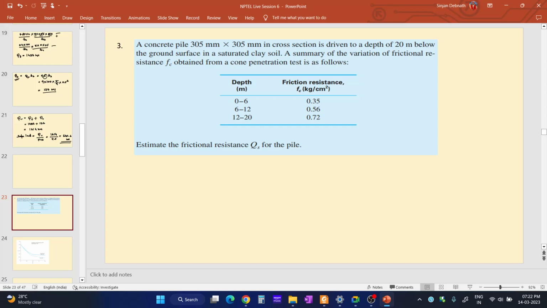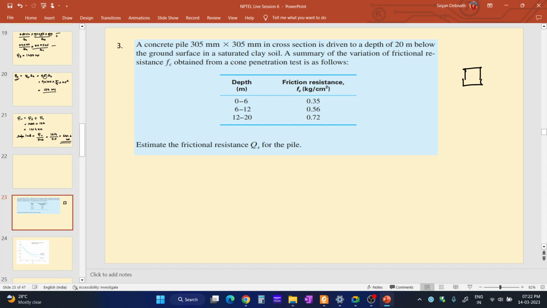So this one is the third question. What is the third question? A concrete pile is given. Here the pile is concrete and has a square cross section. The pile is not circular, it is square in shape. Okay, square pile. So the dimension is given.